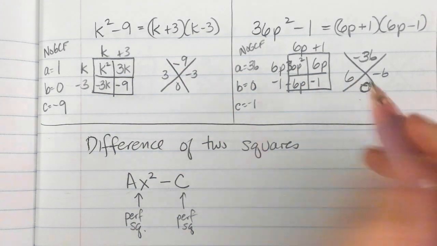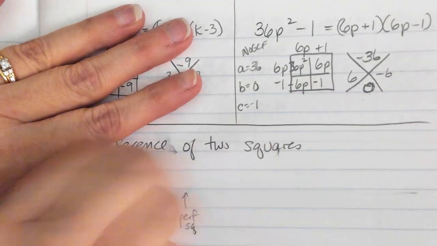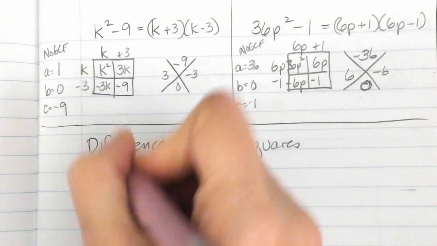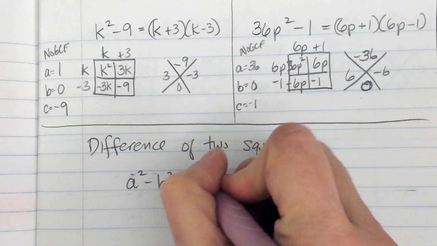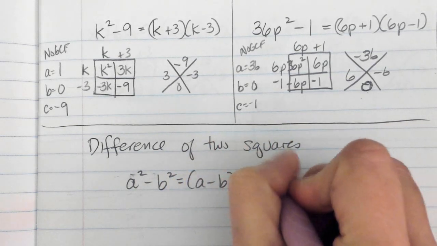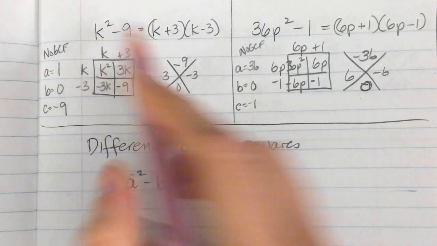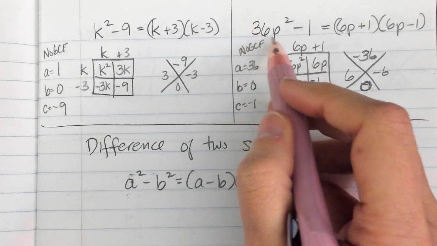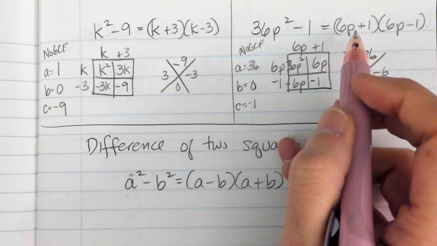The way they write it is a squared minus b squared equals a minus b, a plus b. So when they say a, they're referring to this entire term. See here how this is 36? They're saying that a squared, so a is one of these. So a would be the square root of 36 and the square root of p, so 6p.